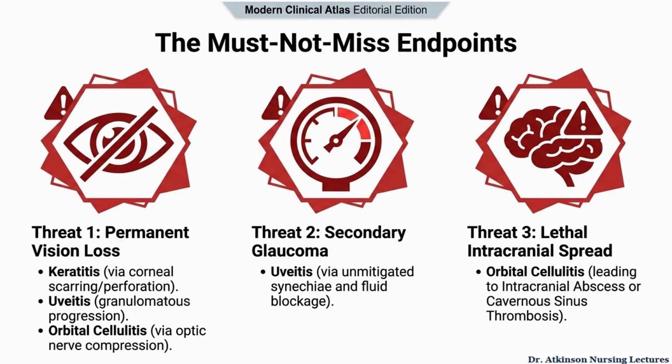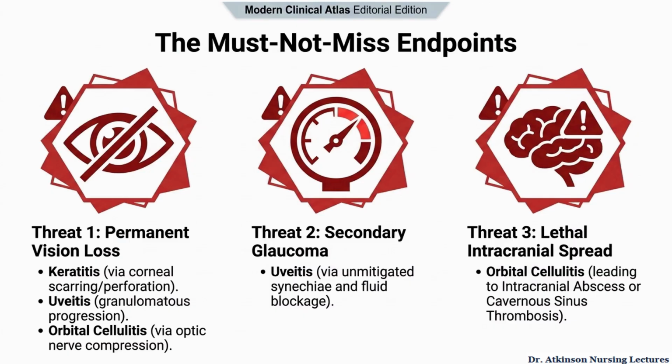Threat 2. Secondary glaucoma. Uveitis via unmitigated synechiae formation and fluid blockage. The iris adhesions obstruct aqueous outflow, pressure builds, the optic nerve is damaged. This is why mydriatic drops are not optional in uveitis management. They mechanically break the cascade before it starts.